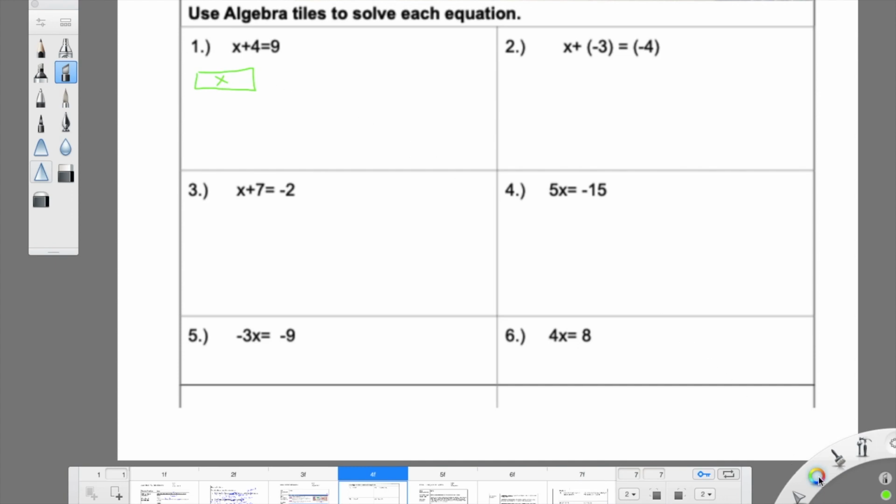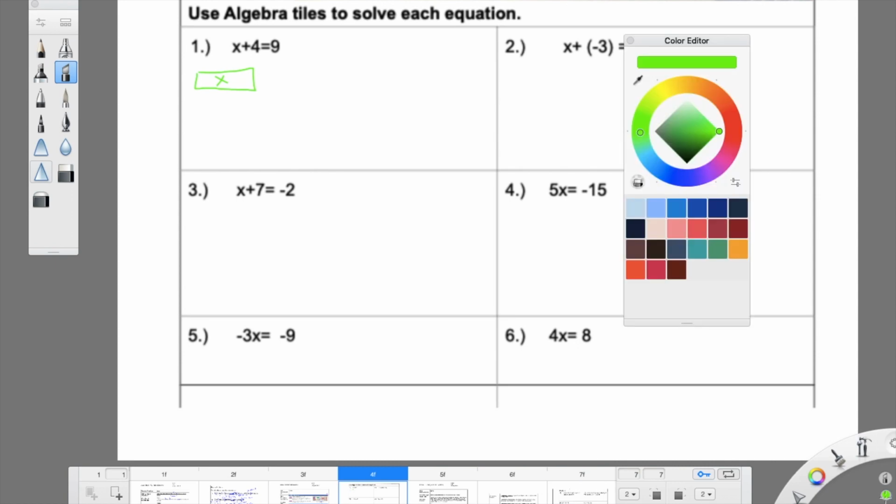Now I can do yellow. I don't know if I like yellow, but we'll go ahead and use it just so that it matches the problem there. So we have 1, 2, 3, 4.